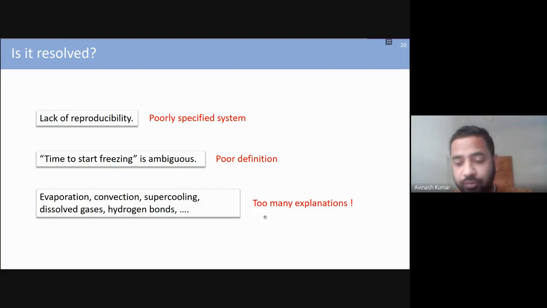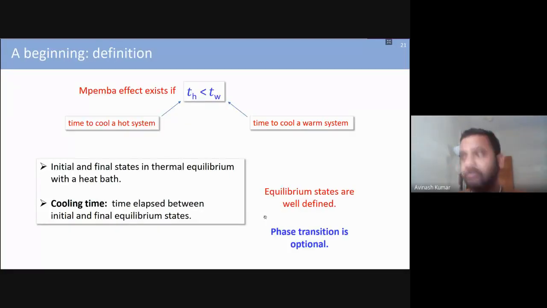So as the first step for our study, we started by putting up the definition. We say that the Mpemba effect would exist if the time to cool a hot system, TH, is less than the time to cool a warm system, TW. Here we have our initial and final states, which are in thermal equilibrium with a heat bath. Notice we have an equilibrium initial and final state, and these equilibrium states are very well defined. So there is no ambiguity in our definition, and this also removes the vagueness from the prior definitions of the Mpemba effect. And these times, TH and TW, are the time that the system spends between the initial and the final equilibrium states. So with this definition, the phase transition becomes an optional thing, because this definition would also hold for systems undergoing a phase transition, and also for a system that does not go through a phase transition.